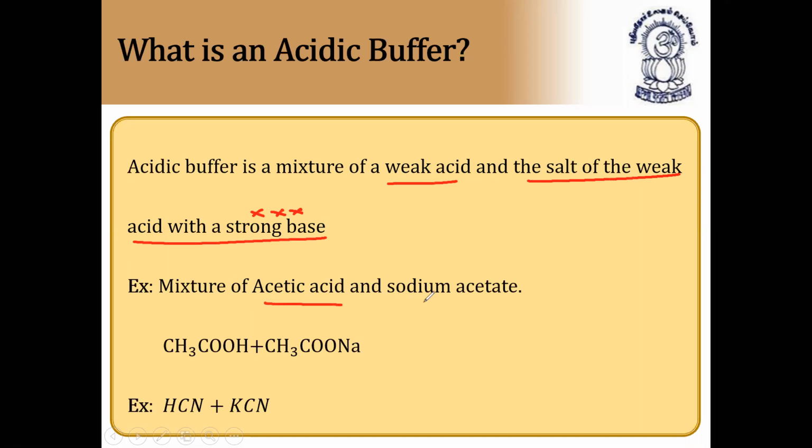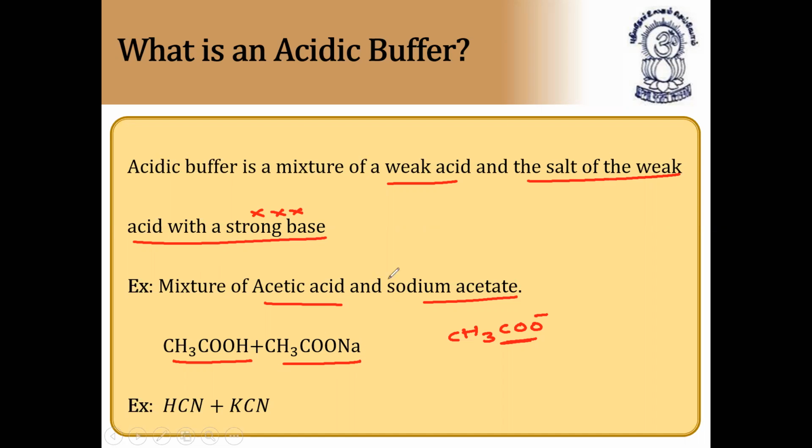Example, acetic acid and sodium acetate. Here, acetic acid is CH3COOH and sodium acetate is CH3COONa. In this the common ion is the acetate ion. So this is called an acidic buffer. Here, sodium acetate is the salt. How is it obtained? We can say it is the salt of a weak acid with a strong base.